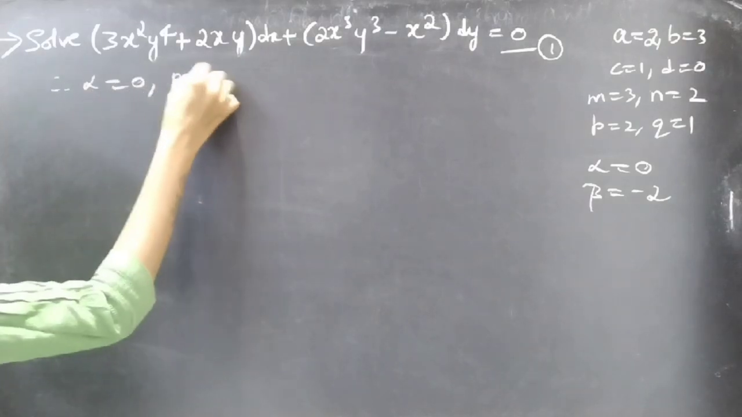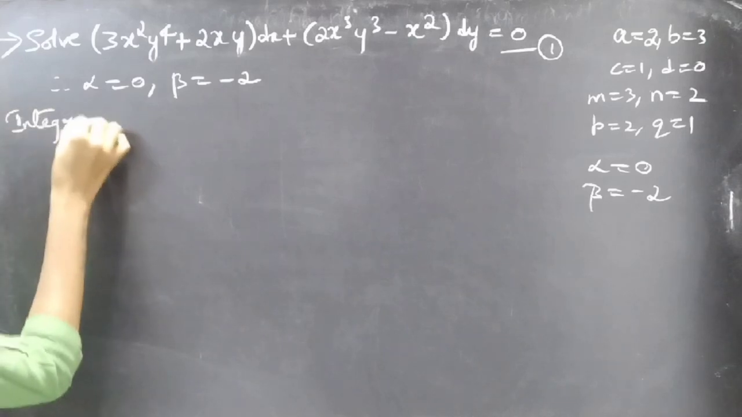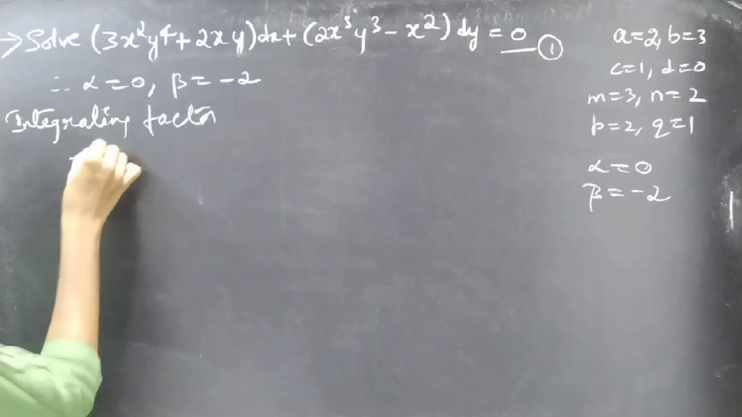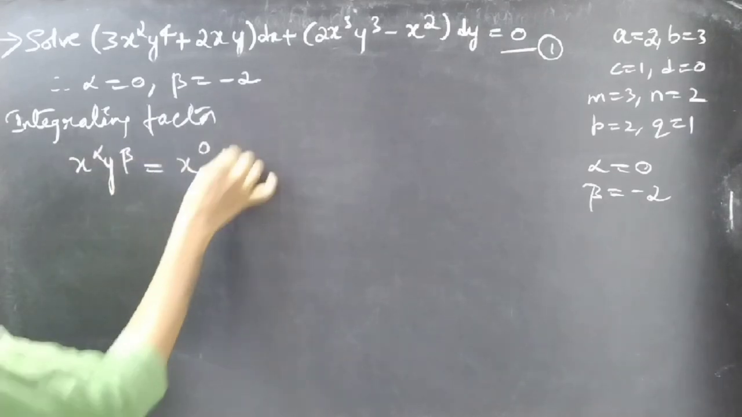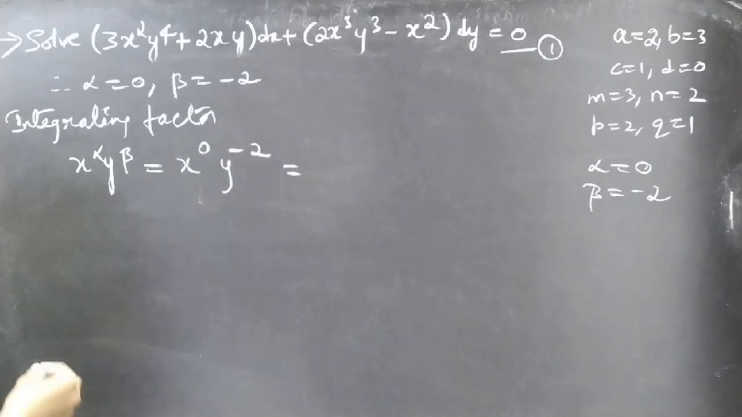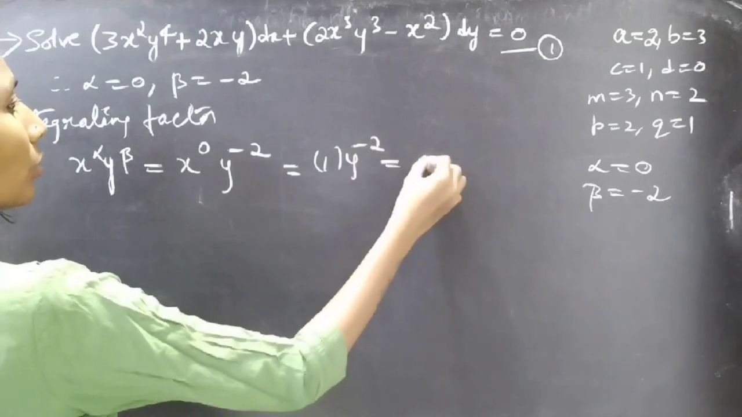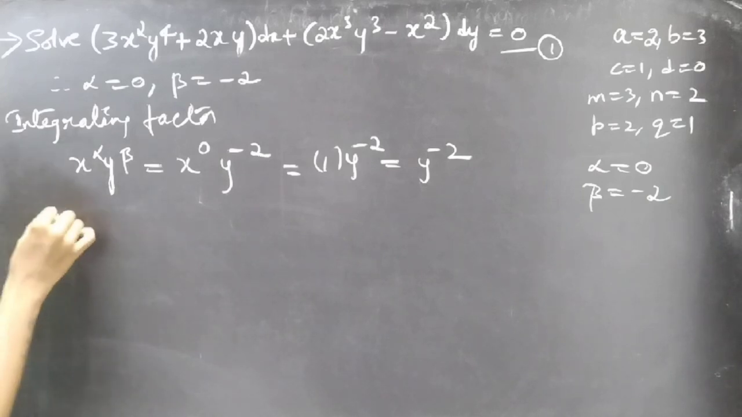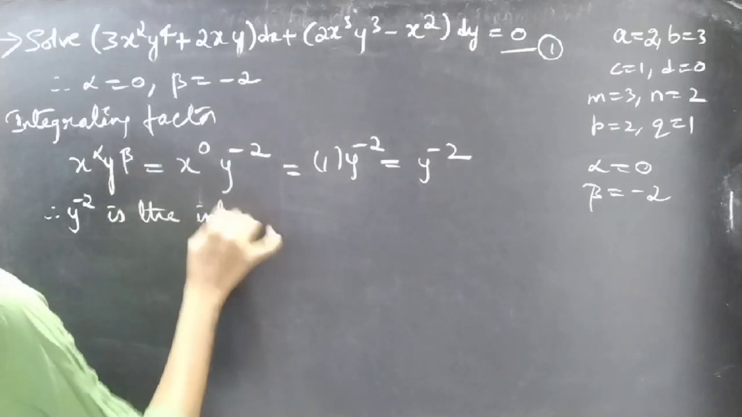Therefore alpha equal to 0 and beta equal to minus 2. Integrating factor, x power alpha y power beta equal to x power 0, y power minus 2, which is equal to 1 into y power minus 2, which gives us y power minus 2. So therefore y power minus 2 is the integrating factor to our problem.